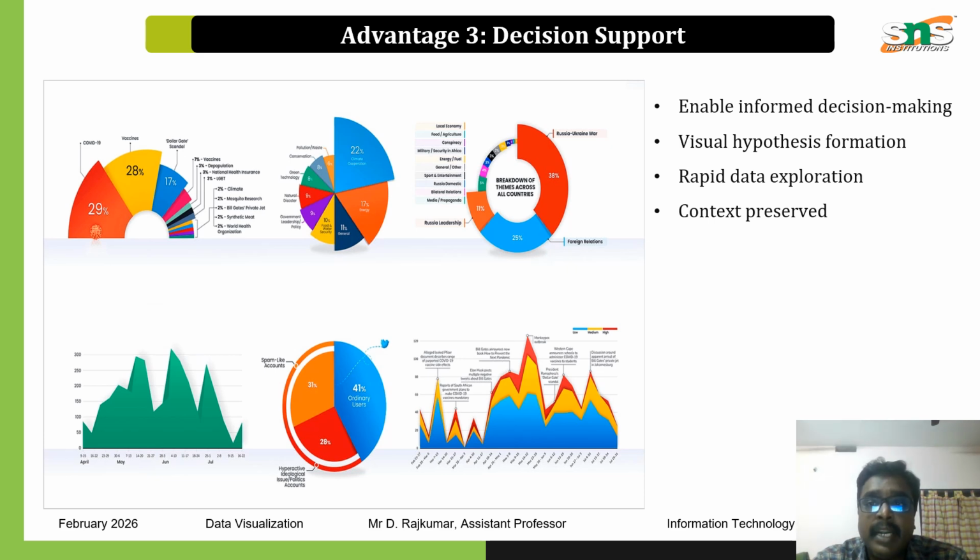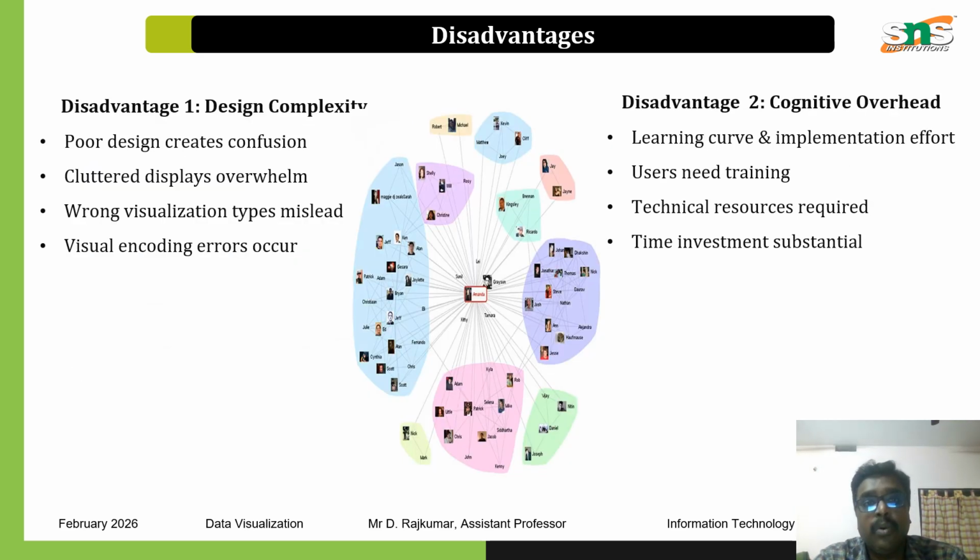Next comes rapid data exploration, where the data exploration process is much easier when we use data visualization techniques. The disadvantages are design complexity and cognitive overhead. Poor design creates confusion, a cluttered display creates overwhelm, and wrong visualization types will lead us to take a wrong decision. If a visual encoding error occurs, that also cannot be easily identified. Whatever is displayed, we just see, analyze, and take decisions, so unless the data is correct, our decision will also not be correct.